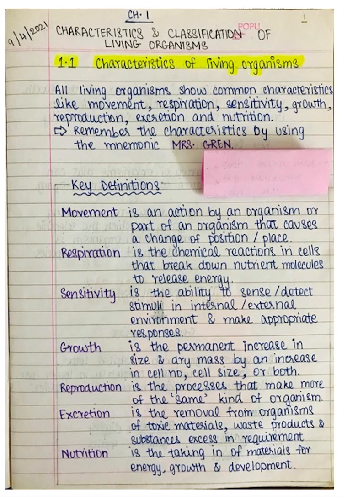Growth is the permanent increase in size and dry mass of an organism. It is caused by an increase in cell number, cell size, or both. Reproduction is the processes that produce more of the same type of organism. Excretion is the removal of metabolic waste products and of substances that are excess in requirements for the organism. Nutrition is the taking in of materials for energy, growth, and development.